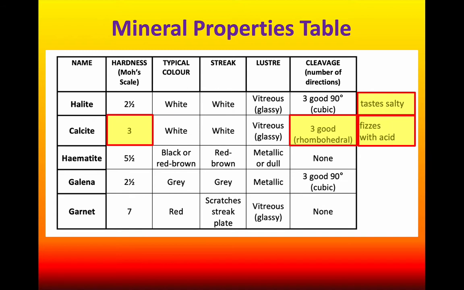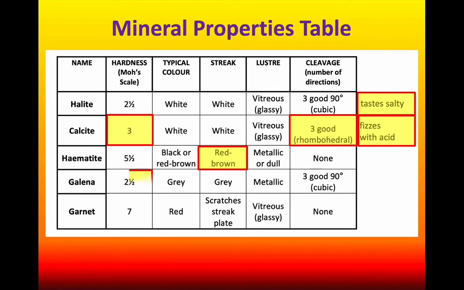Hematite, which is an iron ore mineral, can vary in colour. It's quite hard. It's about the same hardness as a knife or a nail. Its colour though can vary. Its lustre can vary. It doesn't show any distinctive cleavage, but it'll always show that reddy brown, that sort of cherry red streak.